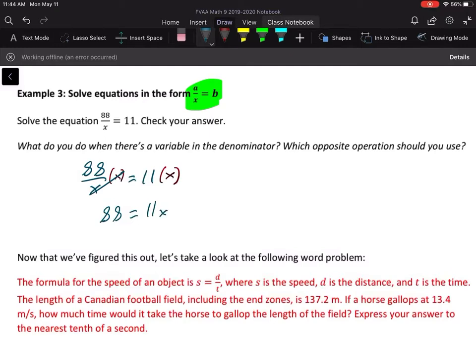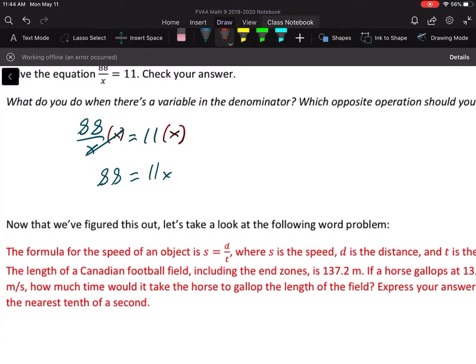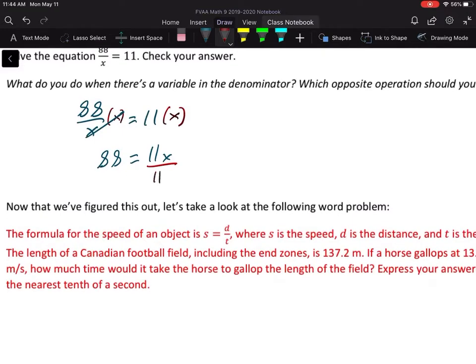Now hopefully you see this and you breathe a sigh of relief, like, oh, okay, I know how to do this. Because now you're just isolating x, and it doesn't matter that it's on the right side. The variable can be on the left or on the right, as long as you isolate it. Here it's 11 times x, so I'm going to divide both sides by 11. 11 divided by 11 is equal to 1, so I get x is equal to 88 divided by 11, which is 8. And that is my answer.